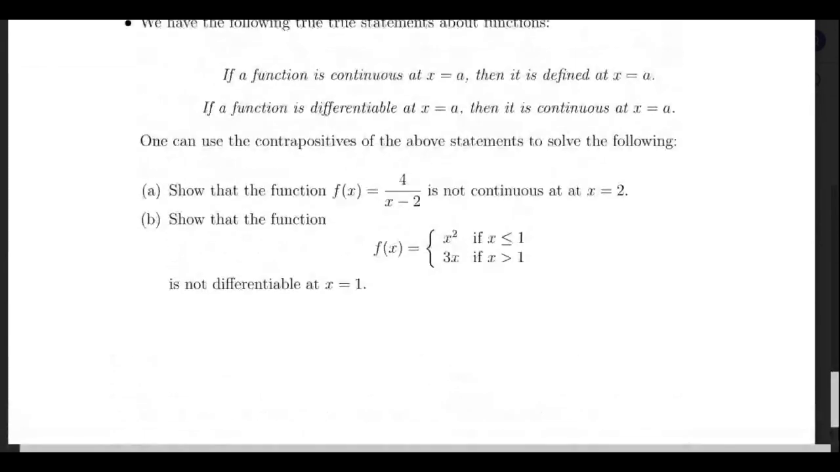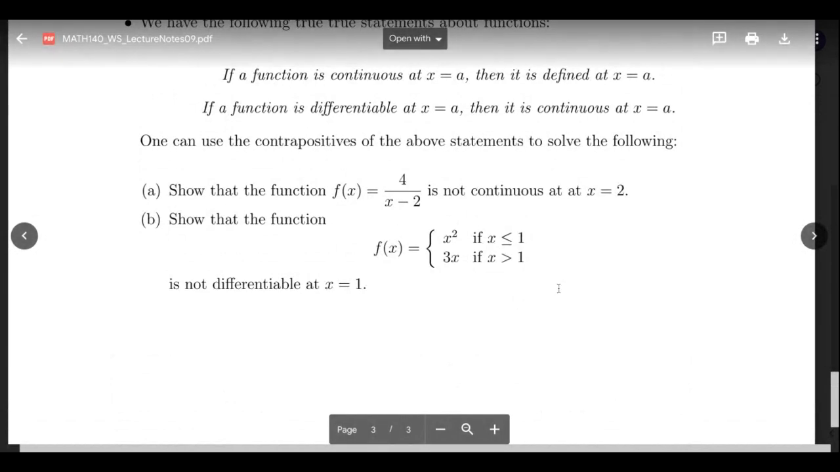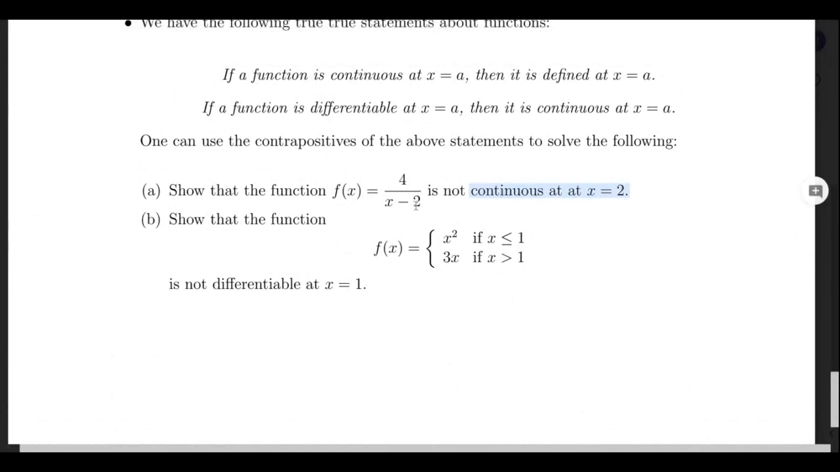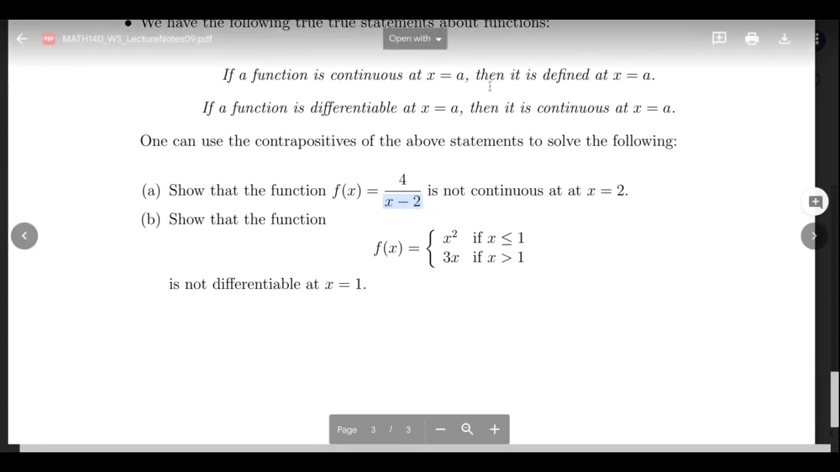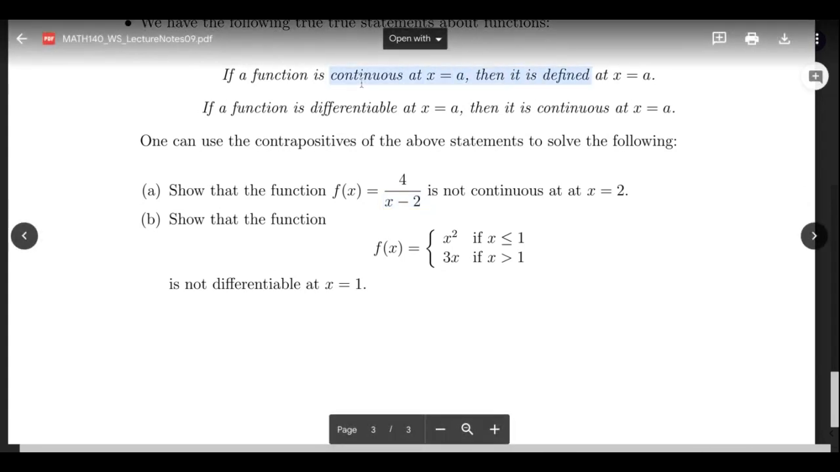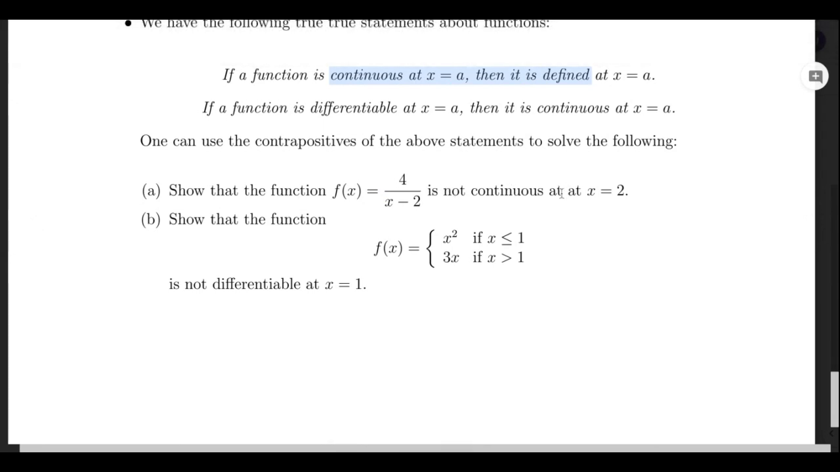Okay, let's see. Well, this is obvious, right? That's the first one. It's not defined because 2 minus 2 equals 0, and 4 divided by 0 is not defined in mathematics. So by the contrapositive of this first statement, it is proved. It's not continuous at x equals 2.